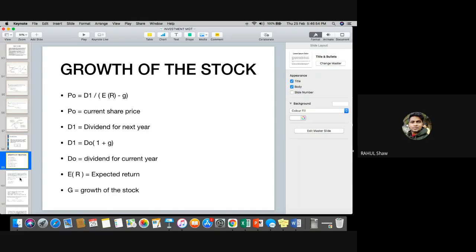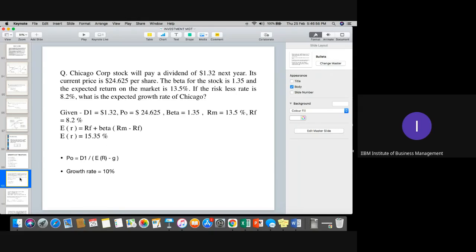The first question, you can see that Chicago Corporation stock will pay a dividend of $1.32 next year. So D1 is given to you. Its current price is 24.625 per share, meaning P0 is given. The beta is 1.35, meaning it is an aggressive, high risk stock. Expected market return is 13.57%. ERM is given to you. The risk-free rate is 8.2, and we need to find the growth of this share.